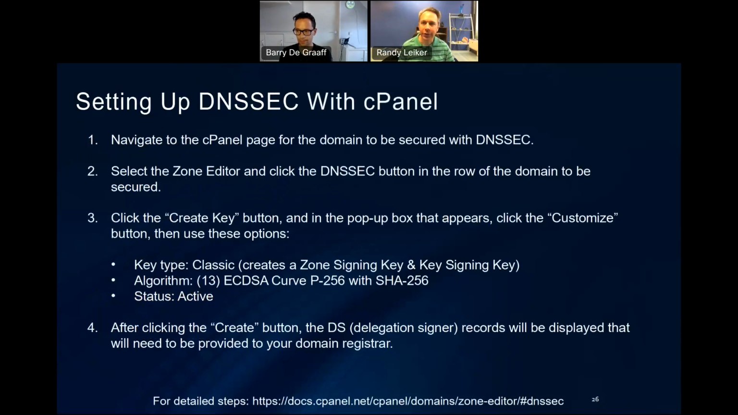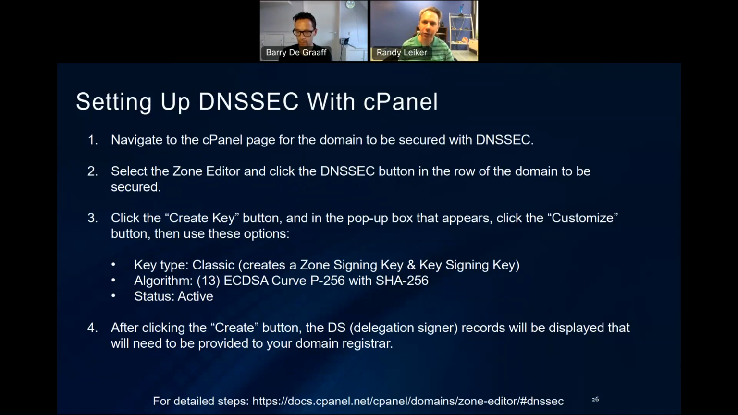So to get started with using DNSSEC and cPanel, you're going to need to navigate to the page for the domain to be secured with DNSSEC. And next, you're going to select the zone editor and click the DNSSEC button in the row of the domain to be secured. And then you're going to click the Create Key button. And then you're going to basically get a pop-up box, and you need to click the Customize button. Then use the options shown on the slide for the key type, the algorithm, and the status.